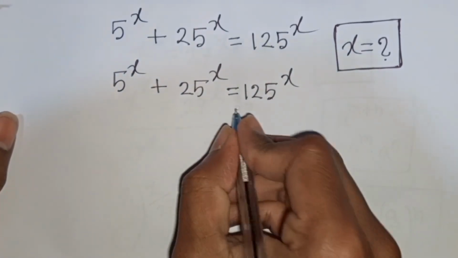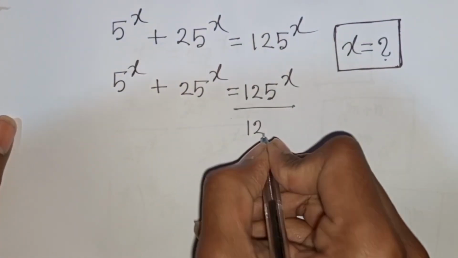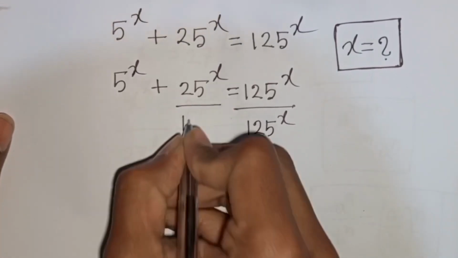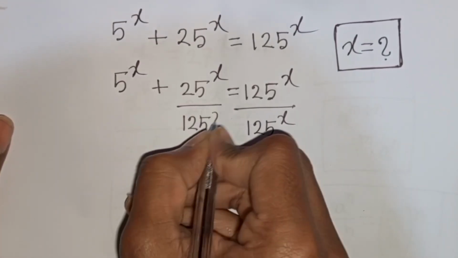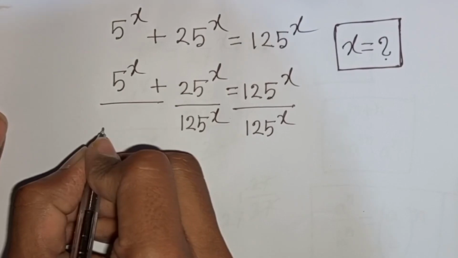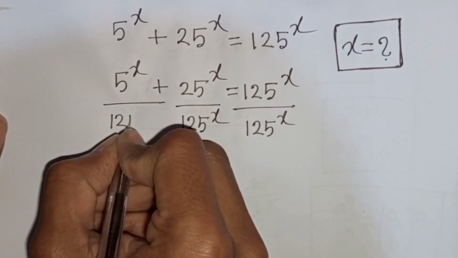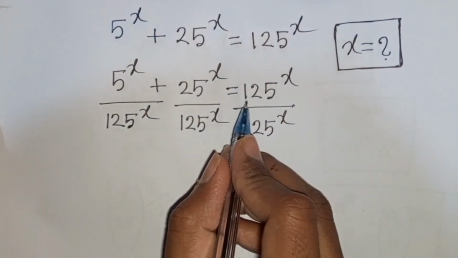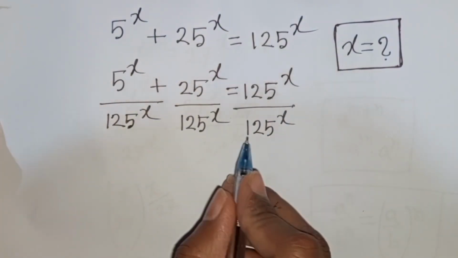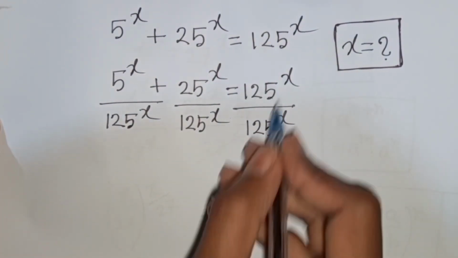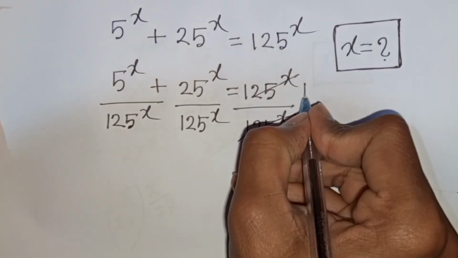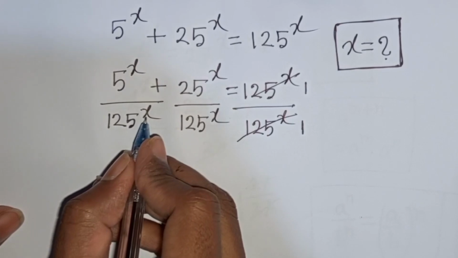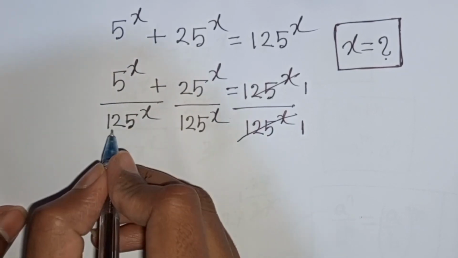So divided by 125 power x, divided by 125 power x, divided by 125 power x. Now we see this 125 power x, this 125 power x will be cancelled. So here on, here on. Now from here we see x is the same power but different base.